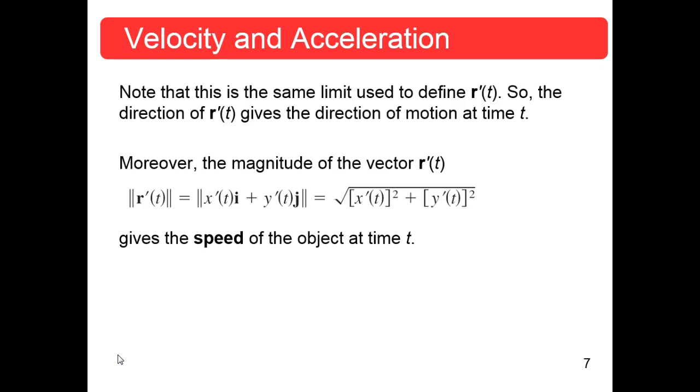Right? Notice that this is the same limit used to define r prime of t, so r prime of t gives a direction of motion at time t. Moreover, the magnitude of that velocity vector, magnitude of r prime of t, is the magnitude of these two, and there's Charles.